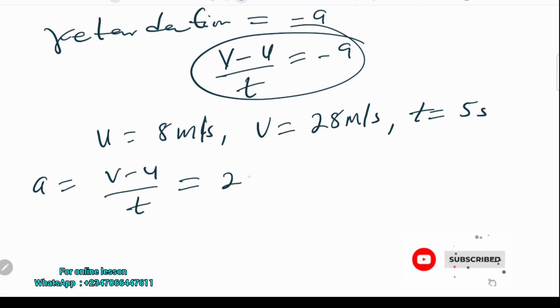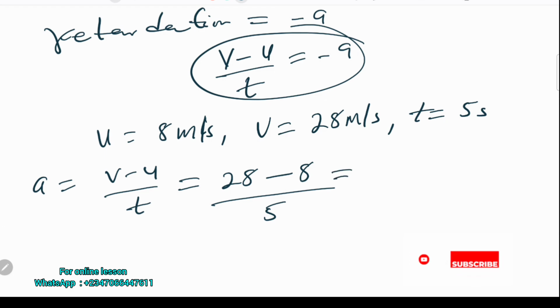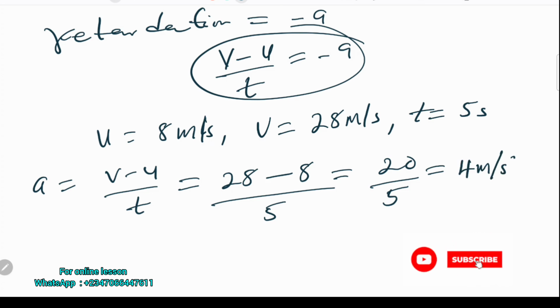So your a is equal to v minus u all over t. Your v is 28, minus 8, all over the time, which is 5. This gives us 20 over 5. Now, 20 divided by 5 is 4 meters per second squared. So this is our acceleration.